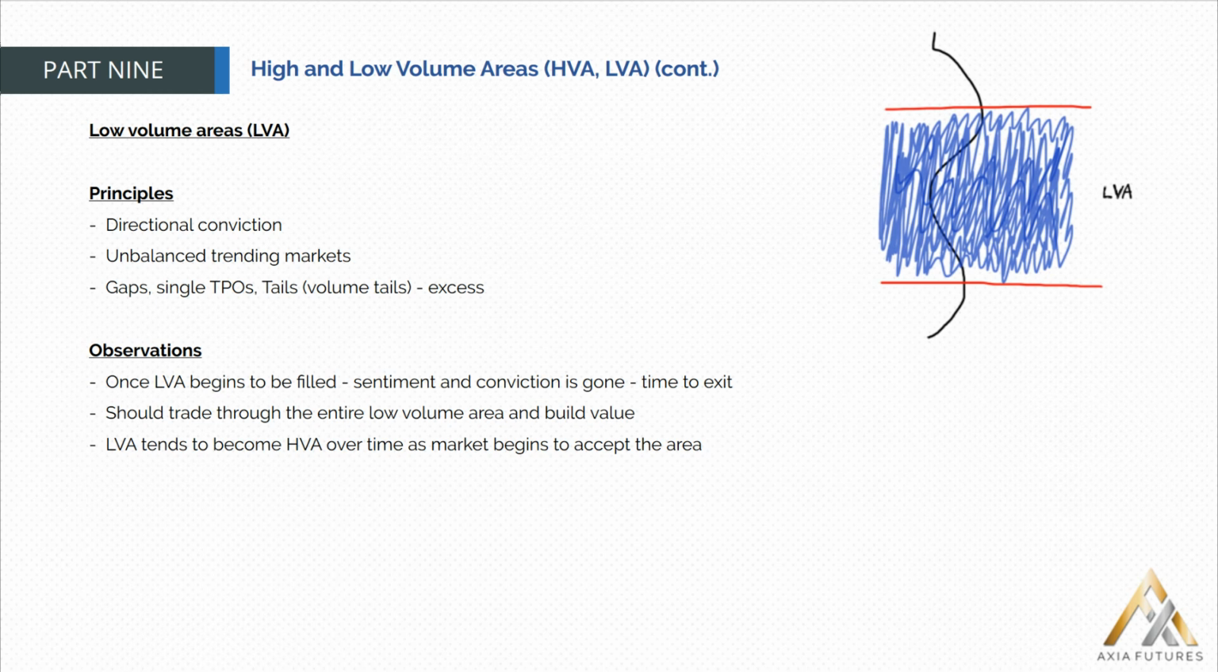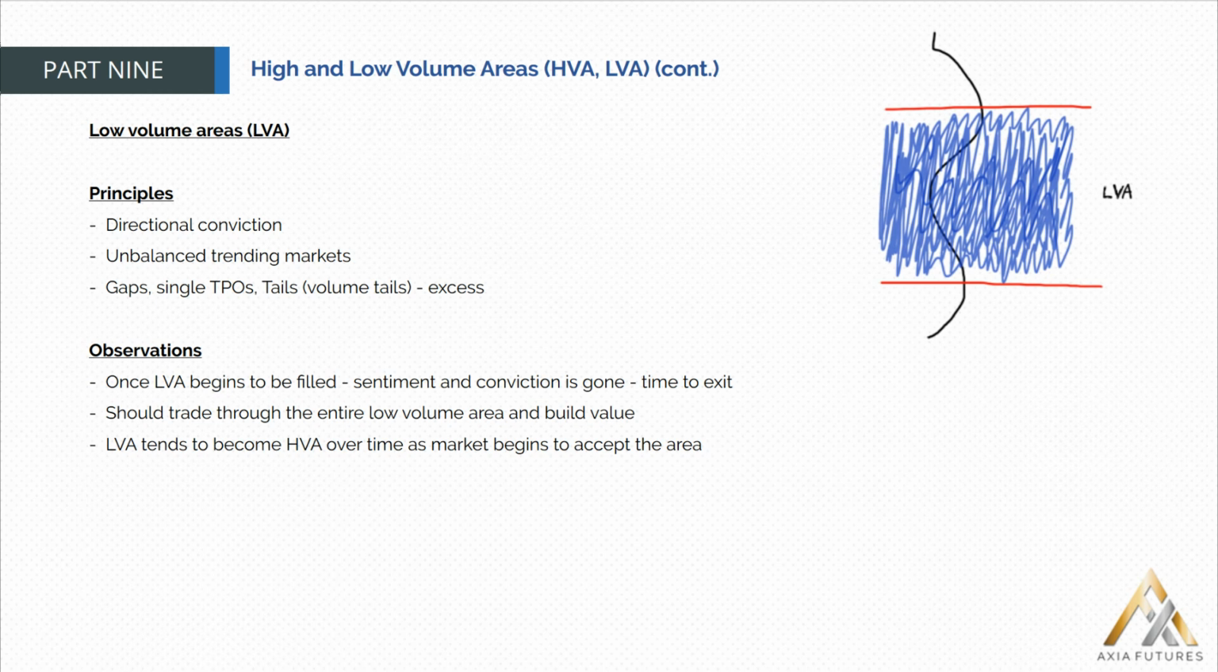It also shows us unbalanced or imbalanced trending markets. So again, when you see these low volume areas, you're seeing a little bit of initiative, a little bit of directional bias in the market. And the question you have to ask yourself is, will this directional bias hold or not? Some examples will be gaps and single TPOs or time price observations, or tails in the market, volume tails or even excess tails. So again, these are all the types of low volume areas that you can expect to see in the volume profile.